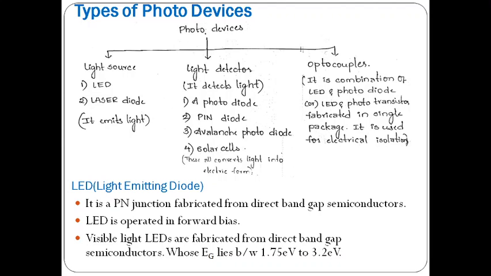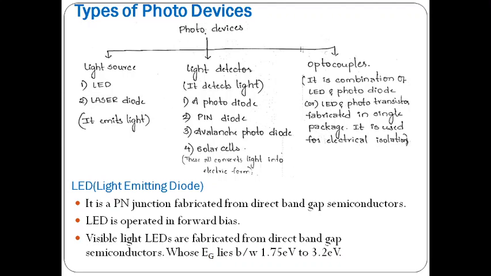We have the information in the form of an electrical signal, so we need to convert that electrical signal into light by using the light source. For that we can use either an LED or a laser. By converting the electrical signal into light using an LED or laser, that signal is transmitted through the optical fibers. At the receiving end, we need to convert that light again into an electrical signal. That can be done by either a photodiode, PIN diode, avalanche diode, or solar cells.